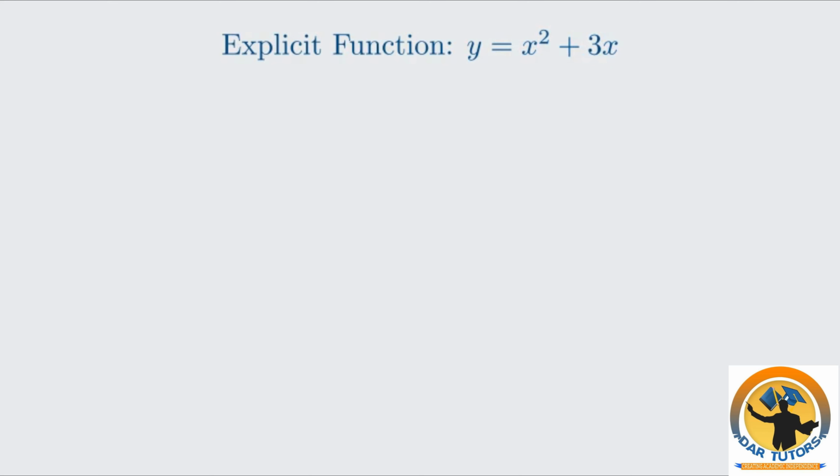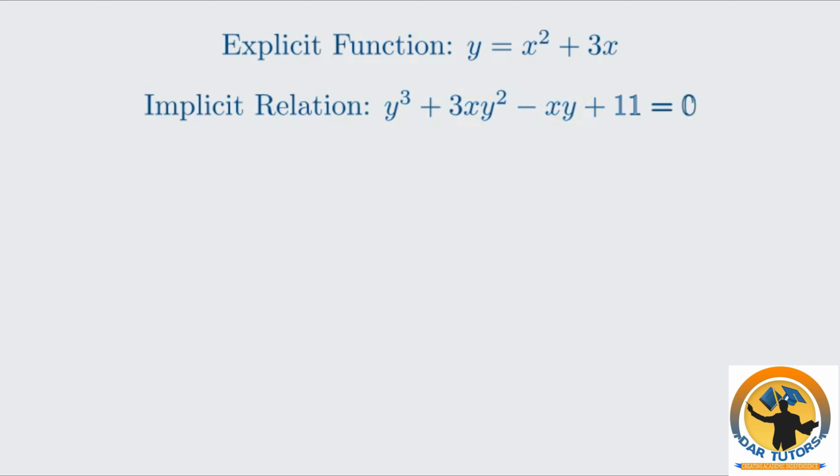They are defined implicitly. An implicit relation is an equation involving both x and y, where y is not necessarily isolated on one side. For instance, y cubed plus 3xy squared minus xy plus 11 equals 0 is an implicit relation. In such cases, it's often difficult, or even impossible, to rearrange the equation to express y as an explicit function of x. Yet we can still find the rate of change of y with respect to x, or dy/dx.